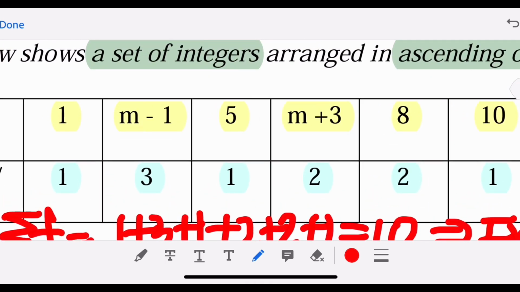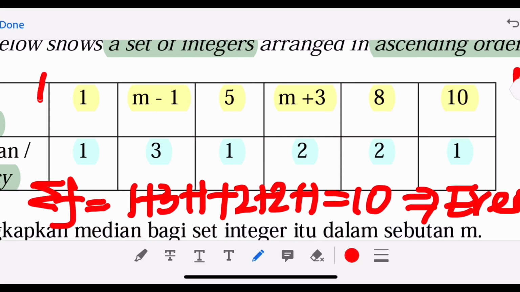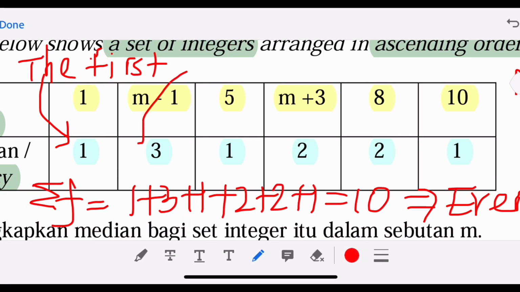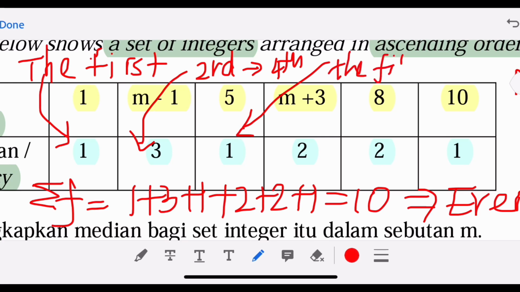Some of you are not sure how to read the n observation. Let me teach you. This is the first one. So the first term I can say is 1. The first one, the first term. And then the second to the fourth term is m minus 1. That is how to read. The second term to the fourth term. Don't read wrongly. And the fifth term is 5, only one term. And the sixth is m plus 3.